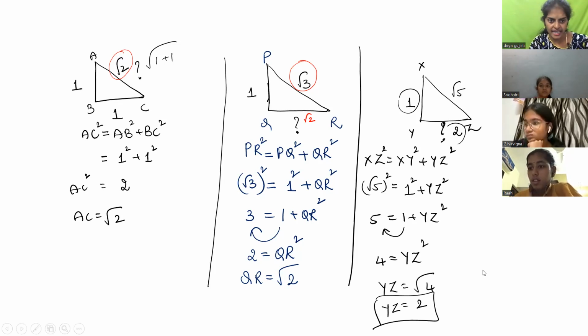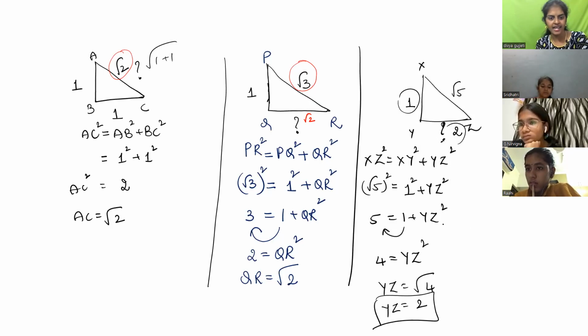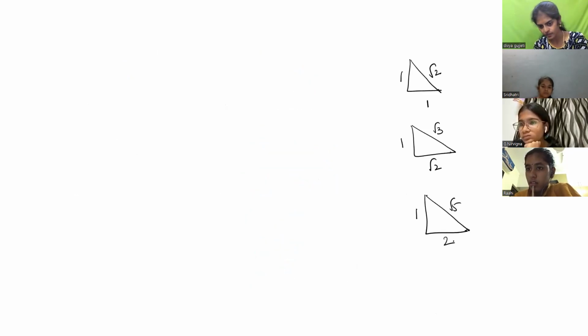This session will end in 1 minute, so please rejoin the session using the same link. Okay, chalo. Now I have 3 triangles here. I think you have already done it in your notes. Let me take the first one. This was root 2, and this was 1 and 1. Then the next one, this was root 3, and this was 1 and root 2. And the last triangle was root 5, and this was 1 and 2.